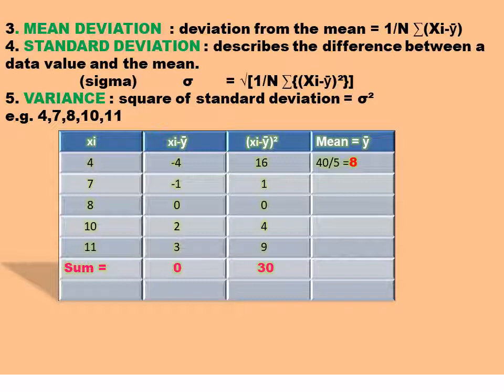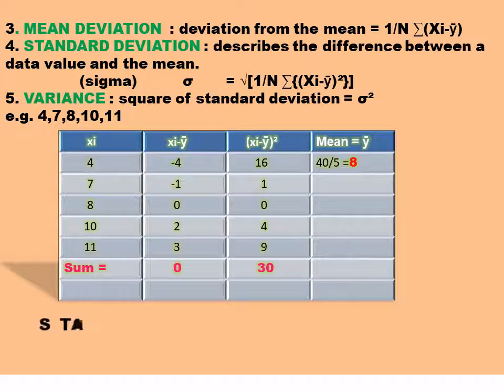So just make the whole squares of them. Minus 4 whole square is 16, minus 1 whole square is 1, 0 square is 0, 2 square is 4, 3 square is 9. And you add all of them, you will get 30. So the summation of xi minus y bar whole square, summation means the sum, is coming out to be 30.